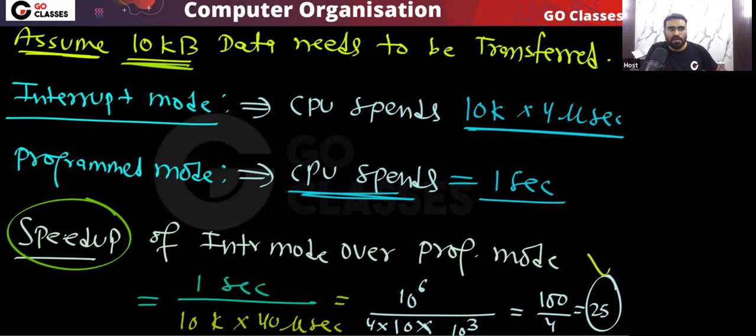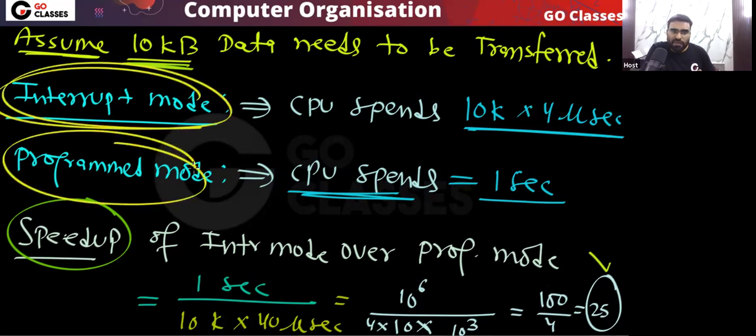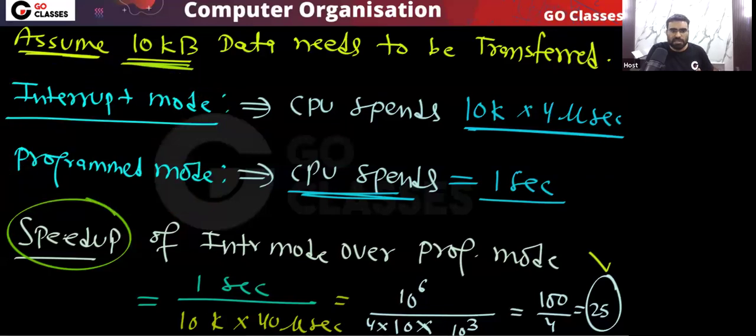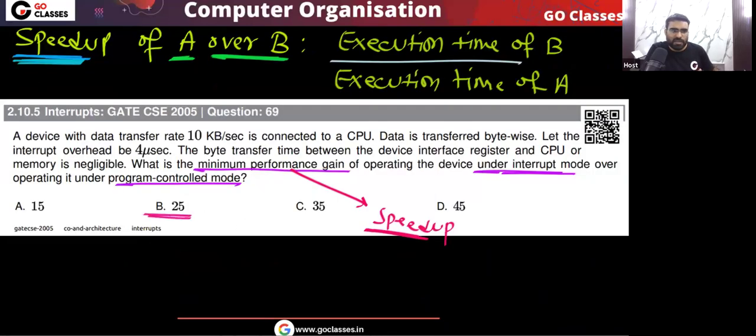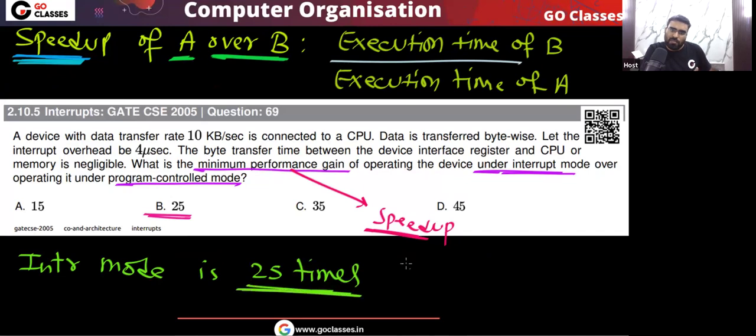25 times means I'm saying that this is 25 times better than this. Interrupt mode is 25 times better than programmed mode. Is this clear? This is not a percentage. This is times, meaning interrupt mode is 25 times better than programmed mode. So the answer will be 25. It means that in this question, interrupt mode is 25 times better than programmed mode.